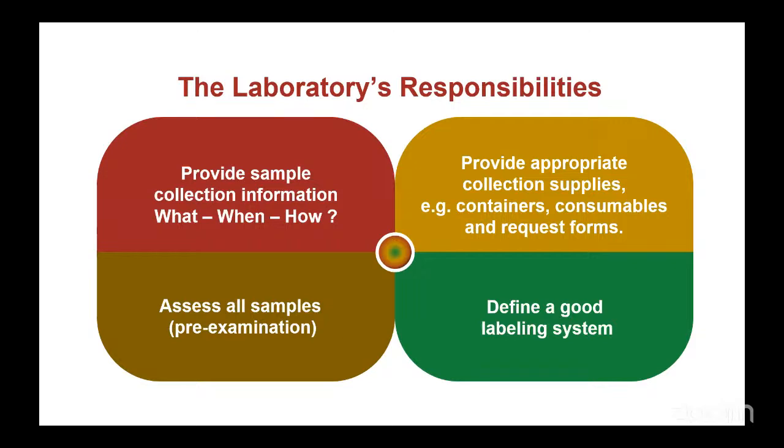Next, access to all sample examination. Provide appropriate collection supplies like containers, consumables, hand gloves, vacutainers, syringes, needles, whatever you're using, and a request form, whether a hard copy or an electronic copy. Next, define a good labeling system. How do you label your samples? You use barcoding, or if it's manual, what are the components of your label? What are your identifiers?